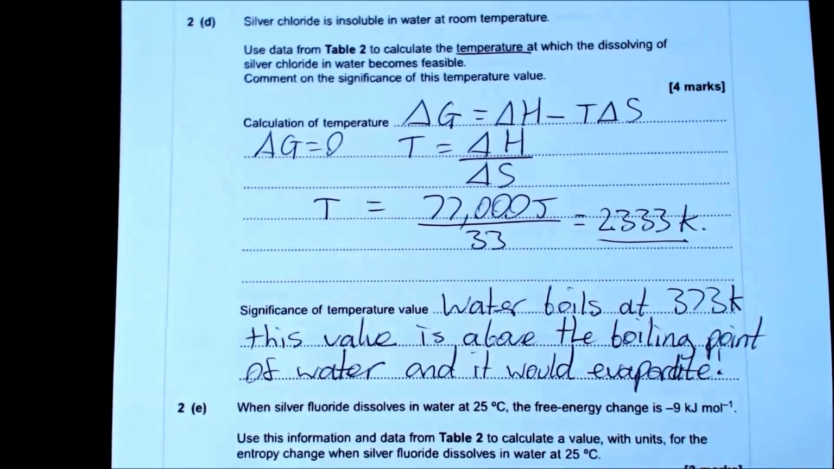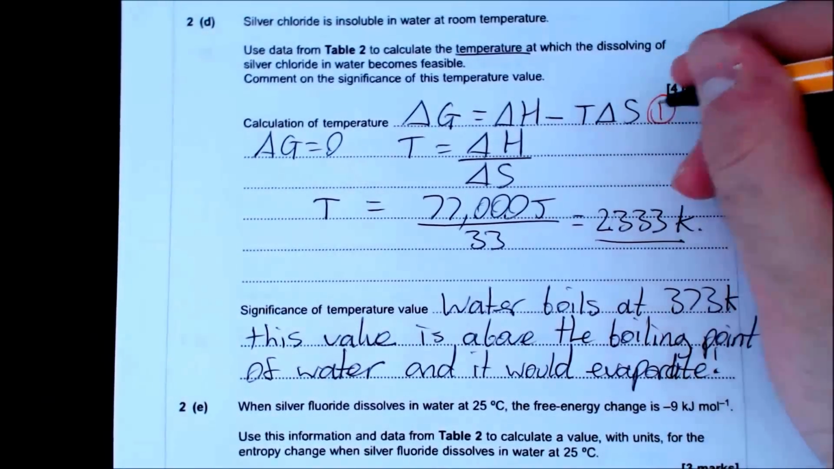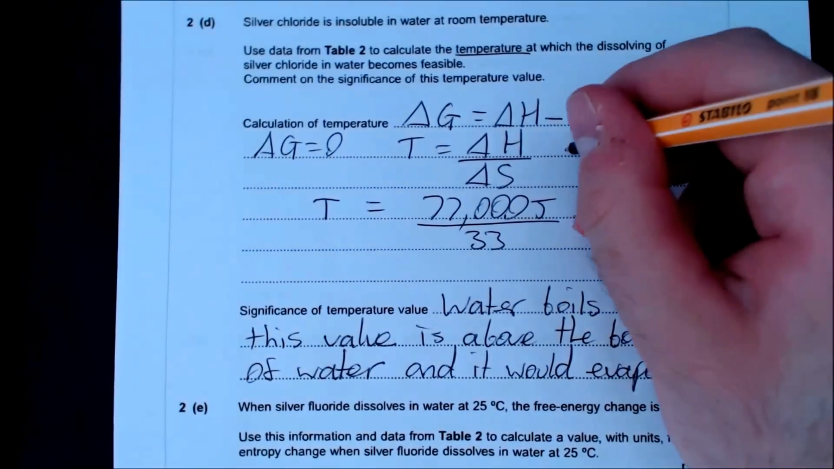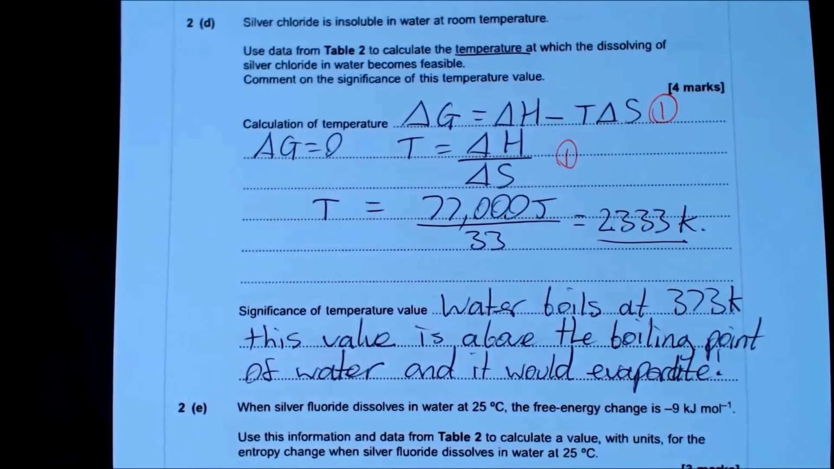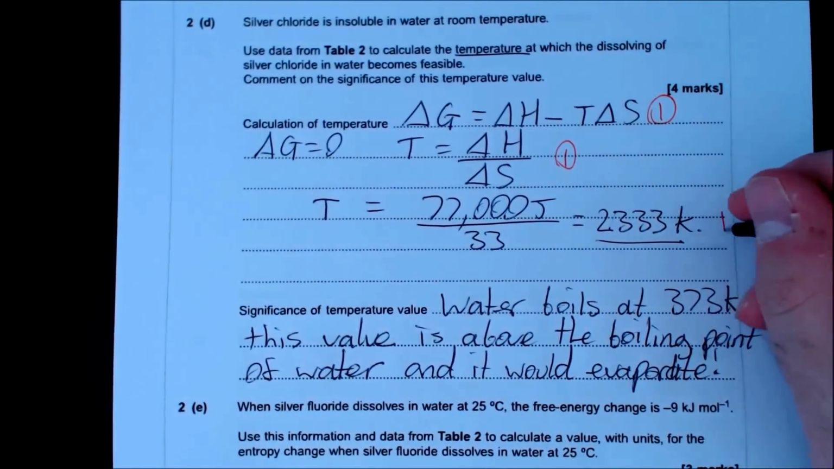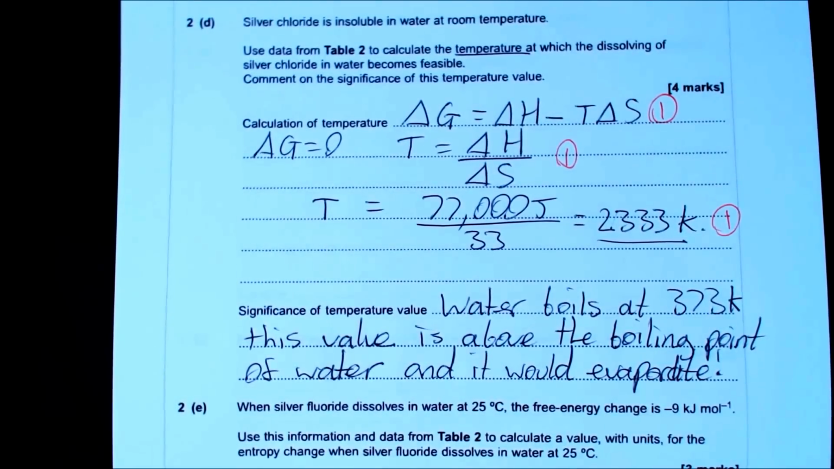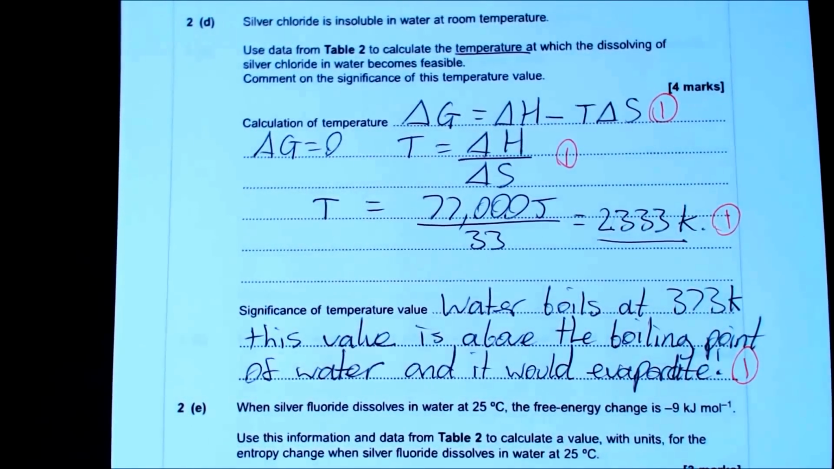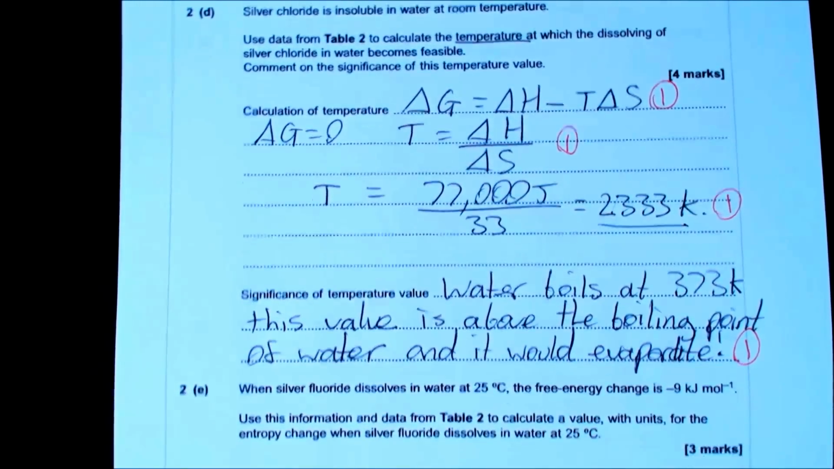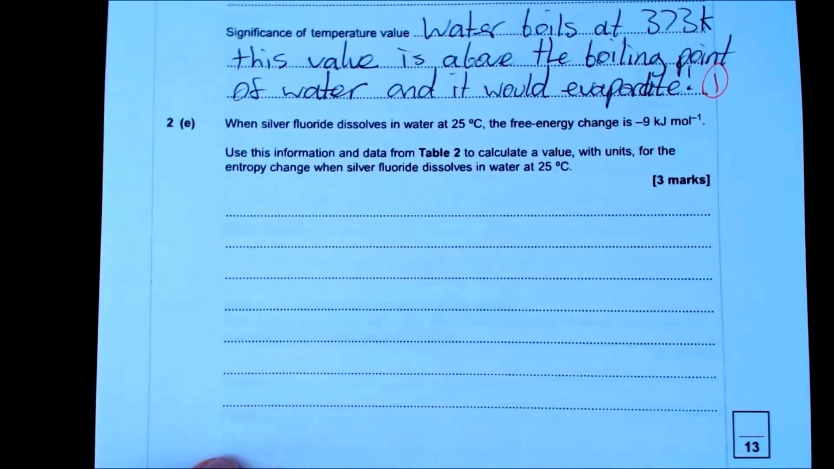So marks, this is worth 4 marks. So you get 1 mark for actually writing your equation. You get 1 mark for saying that delta G equals 0 for a reaction to be feasible, and you get 1 mark for your answer. That's the minimum temperature required for the reaction to dissolve, and obviously you get 1 mark for your significance of the temperature value. So that gets you the 4 marks. Okay, and then on to the last part of this.